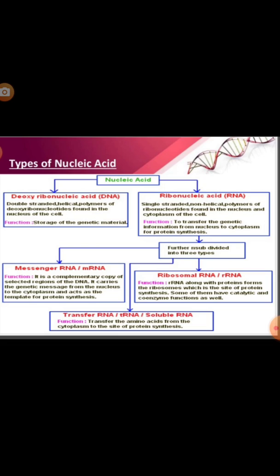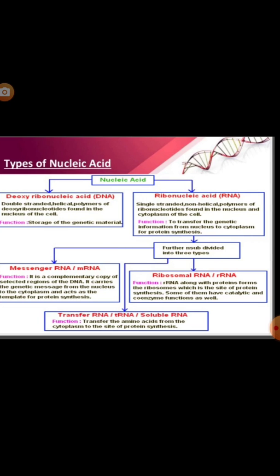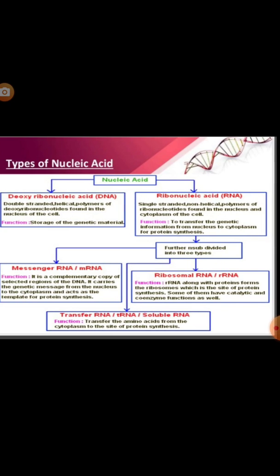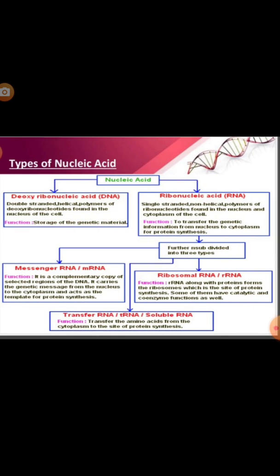Next, ribosomal RNA. Ribosomal RNA is basically used for the formation of the ribosome. A ribosome contains one large subunit and one small subunit. These ribosomes are the main site where protein synthesis takes place. The function of rRNA is that, along with protein, it forms the ribosomes, which are the site of protein synthesis. Some of them have catalytic and coenzyme function as well.